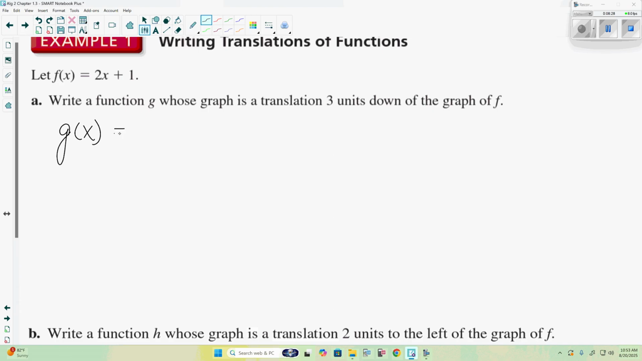Now for us here, we want to write a function g whose graph is a translation 3 units down of the graph of f. So what we're talking about here is a vertical translation. And how we talk about a vertical translation is the function we're applying it to, so f of x in this case, plus k. K is our amount we're moving it up or down. F of x is the function we're applying it to. K is going to be our amount that we're going to move it.